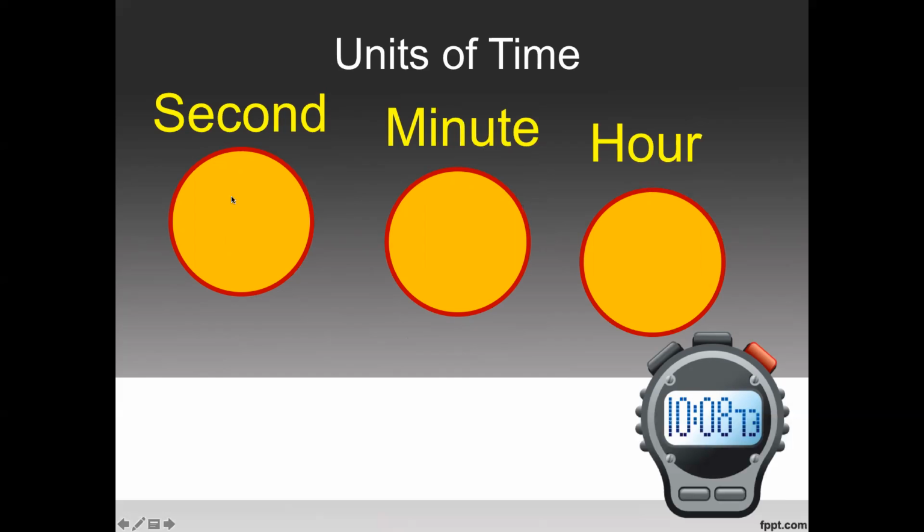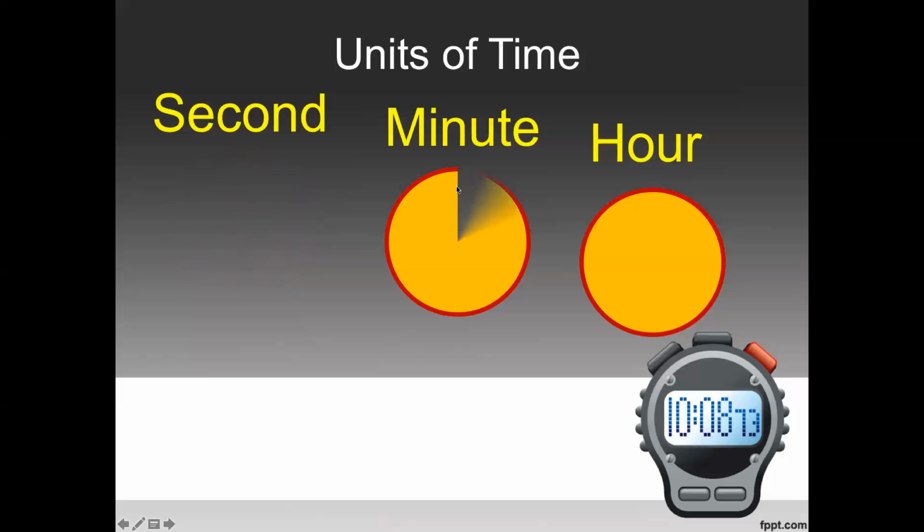So I'm going to click my mouse, and this circle is going to disappear in 1 second. This circle is going to disappear in 1 minute, and this circle will disappear in 1 hour. Okay, so here we go. 3, 2, 1, 0. Whoa. So the 1 second is already gone. So that was the fastest unit of time, 1 second.